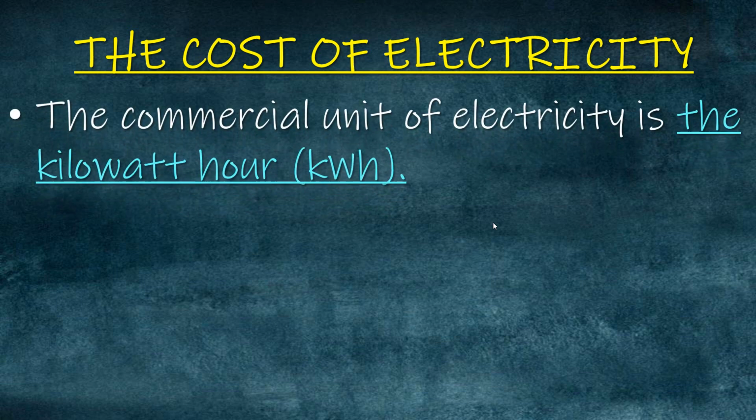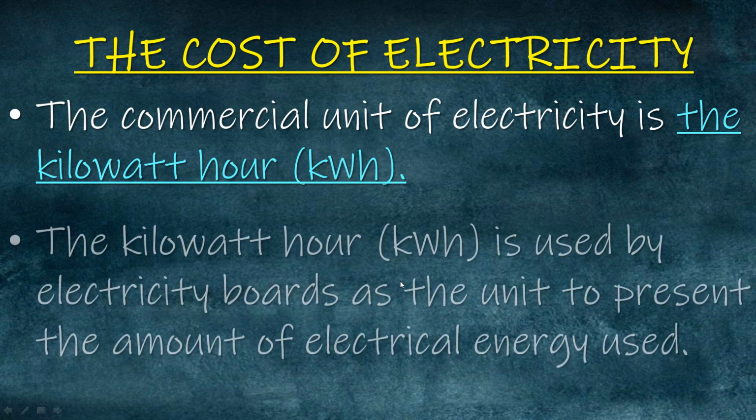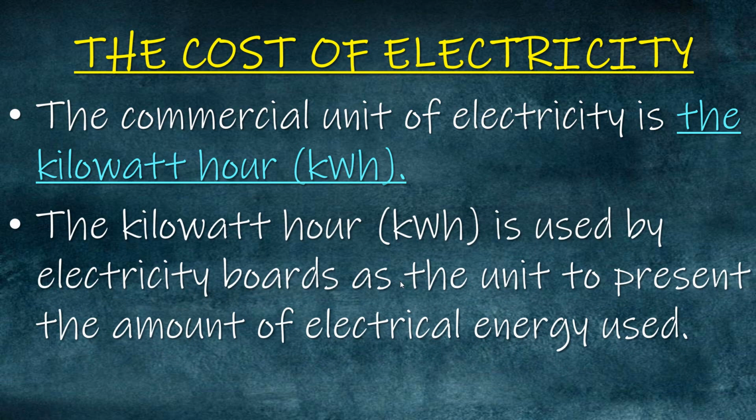Now here, we are going to explore the cost of electricity, the electricity bills that we always get, how they calculate them. So the commercial unit of electricity is what we call the kilowatt hour, abbreviated as kWh. Small k, not capital K but small k, kWh. The W has to be a capital and then small h. Kilowatt hour. The kilowatt hour is used by electricity boards, like Umeme in Uganda, as the unit to present the amount of electrical energy used.